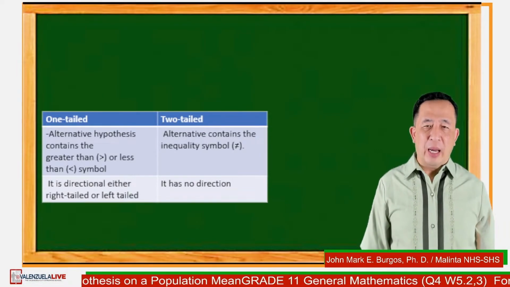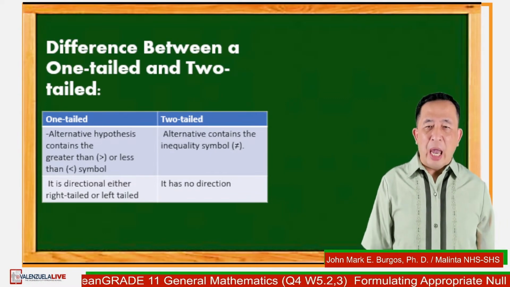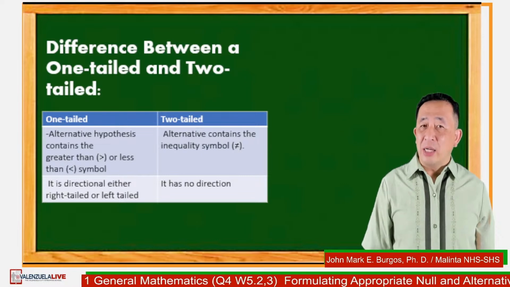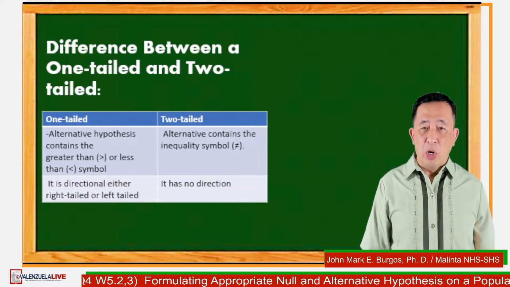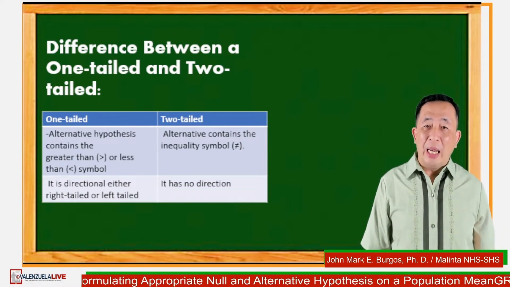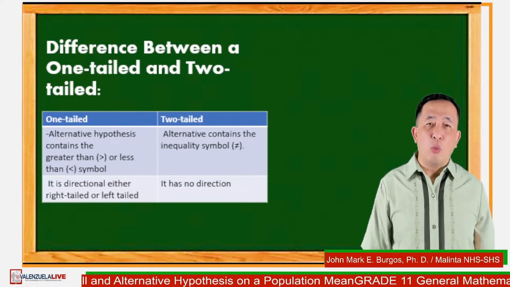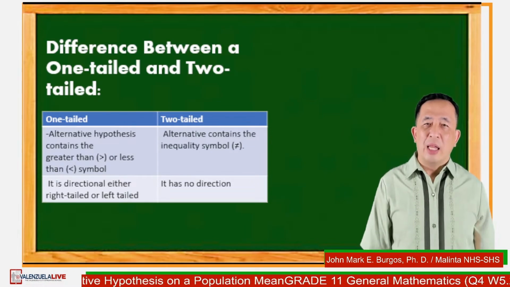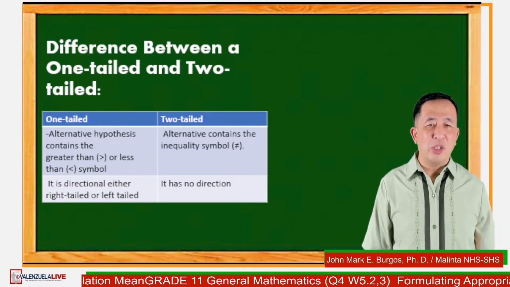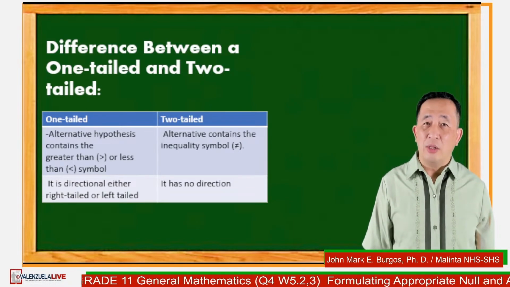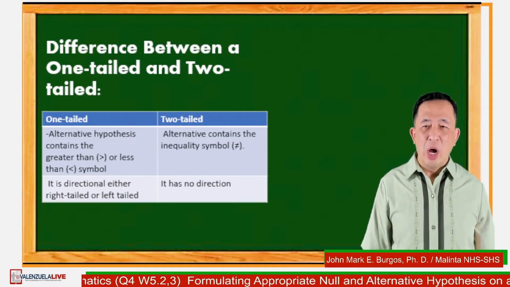In determining the difference between a one-tailed and two-tailed test, a one-tailed test has an alternative hypothesis that contains the greater than symbol or the less than symbol, while in the two-tailed test, it is the alternative that contains the inequality symbol or not equal to symbol. The one-tailed test is also directional and is either right-tailed or left-tailed. But the two-tailed test has no direction.